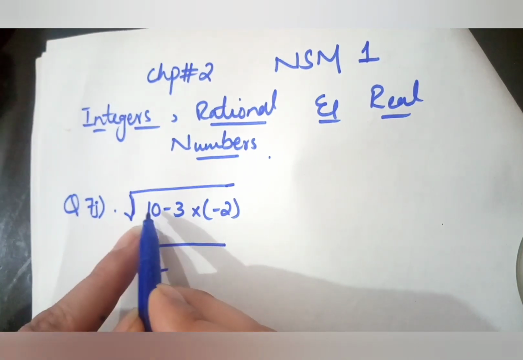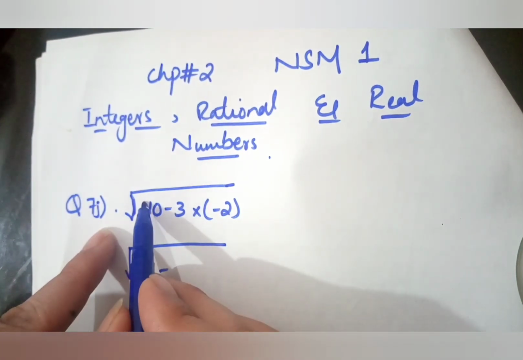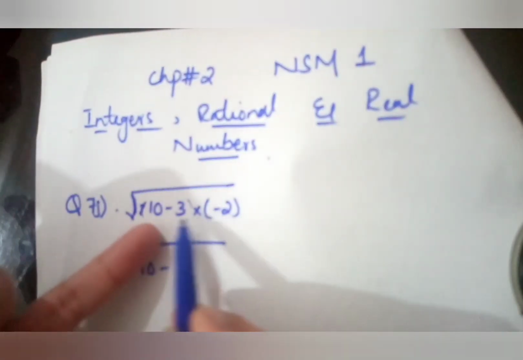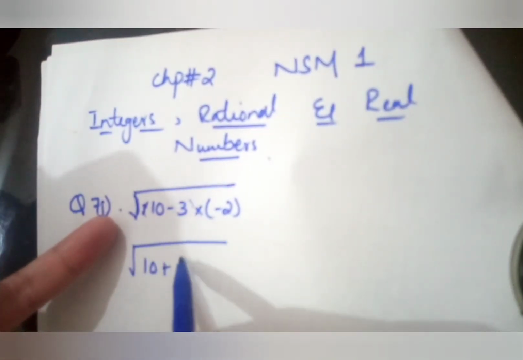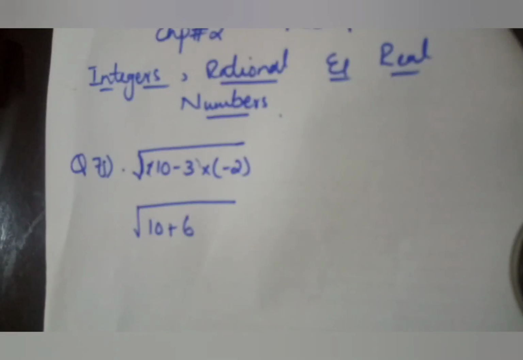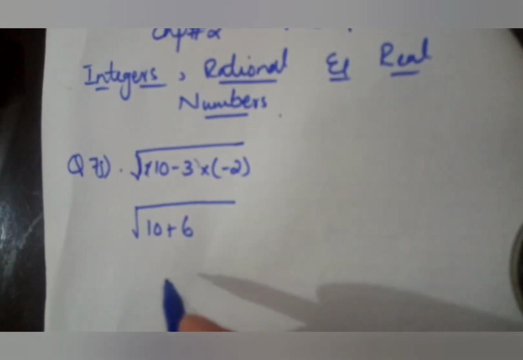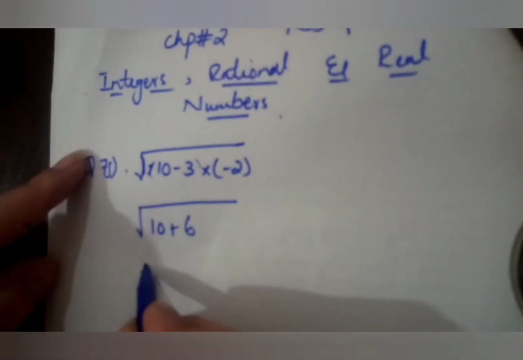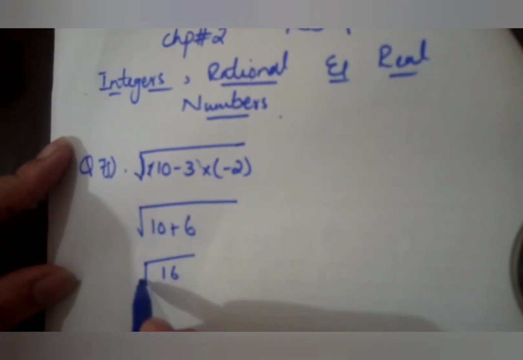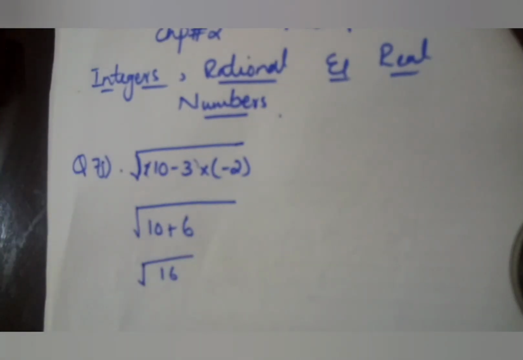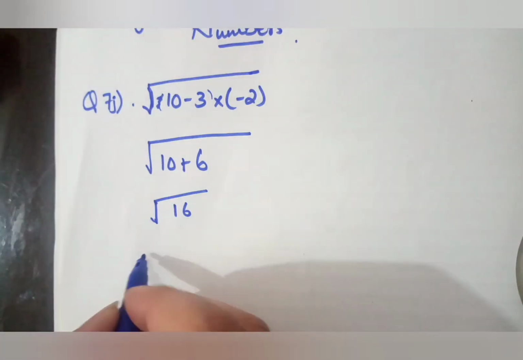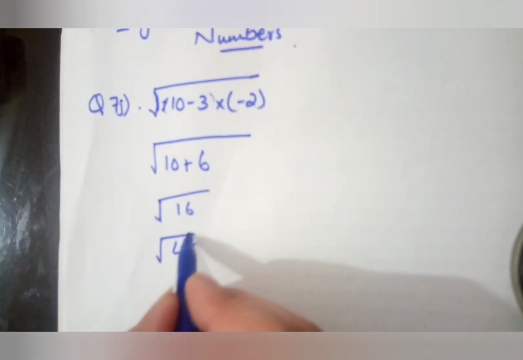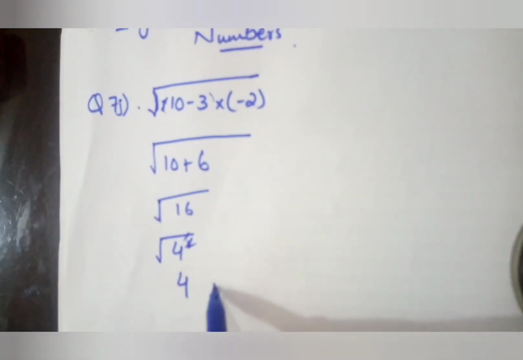There is no sign or bracket with that. So we have to firstly solve with 3. Minus minus plus, and 2 3s are 6. Now we have square root of 10 plus 6. So 10 plus 6 is 16. Square root of 16. 16 is a perfect square of 4. Now this square root sign and square cancel each other, and we get the answer 4.